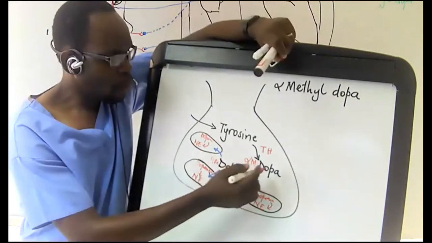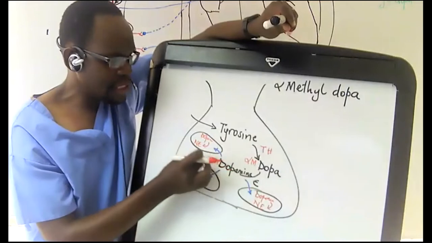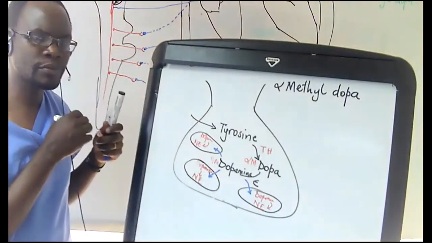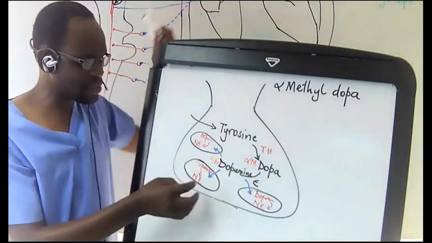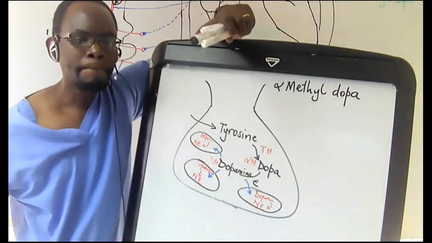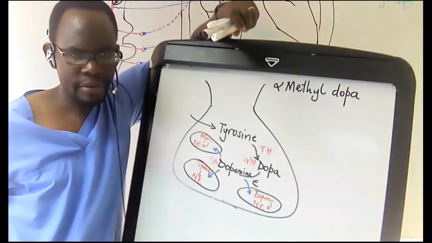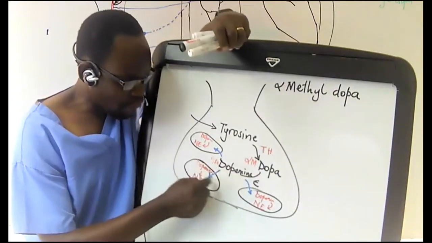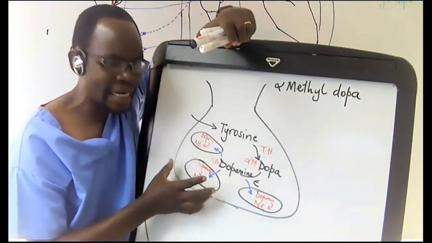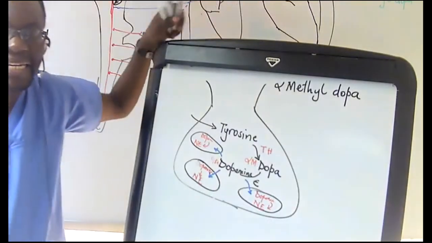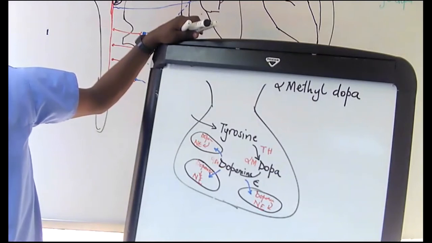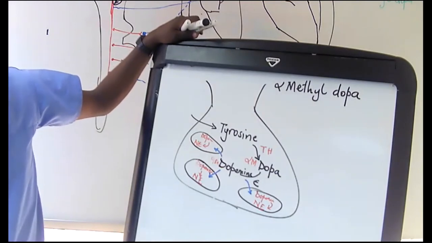Again, I repeat, once it is taken up here, it is converted into alpha methylated dopamine, and then it is pumped into the vesicles through the monoamine uptake mechanisms. And then once it is converted into alpha methylated dopamine, it is pumped into the vesicles, and then again converted into alpha methylated norepinephrine.